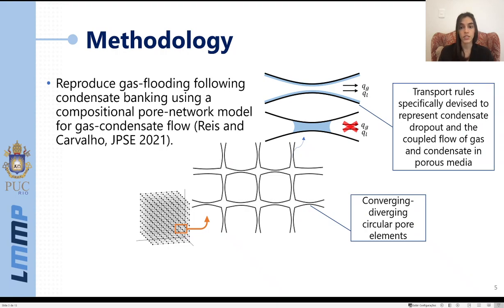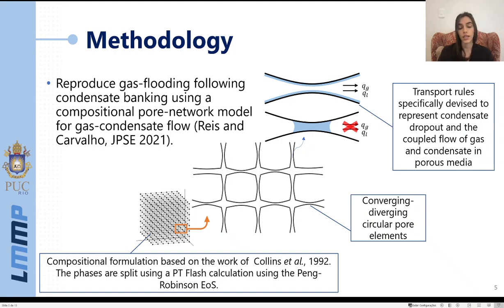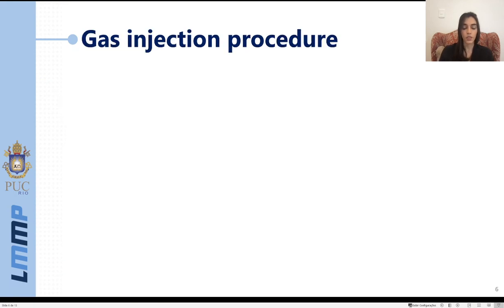coupled flow of gas and condensate in the porous medium, and that the compositional formulation we used was based on the work of Collins and others in 1992. And in these formulations, the phases are separated using flash calculations at constant pressure and temperature using the Peng-Robinson equation of state. So using that model, here is the gas injection procedure we followed.